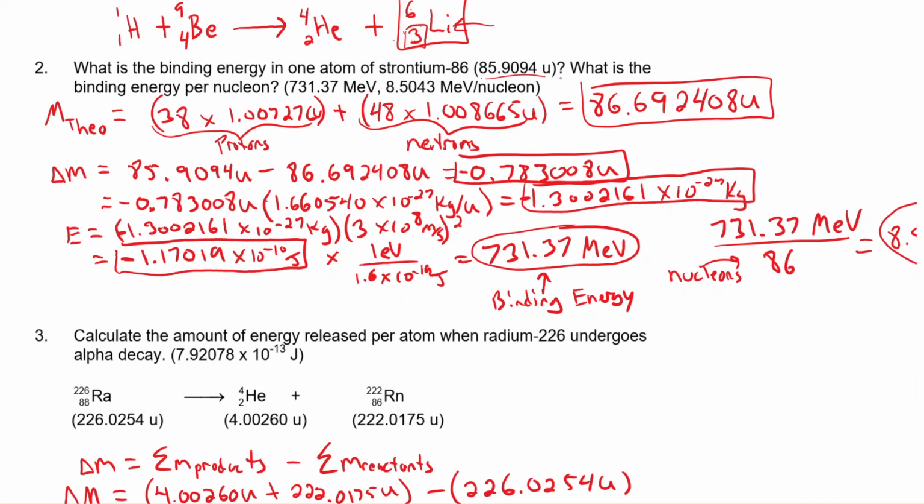We just had to divide by the number of nucleons. But all right, so the theoretical mass is what we're going to find first. So theoretically, this thing should have this mass. It should be 38 protons, so I'll go by the mass of the protons.